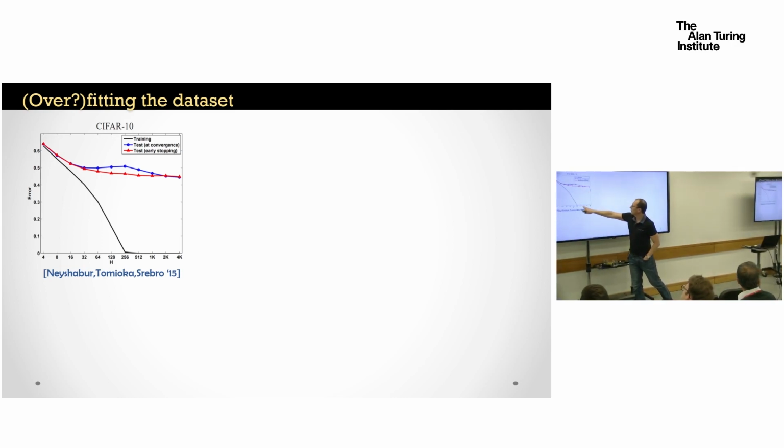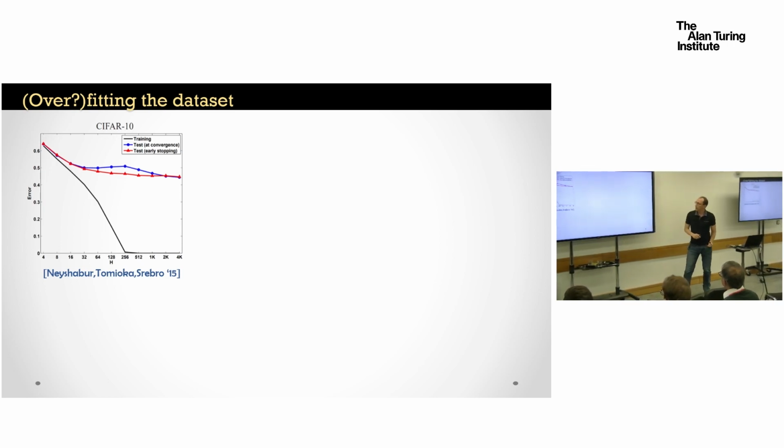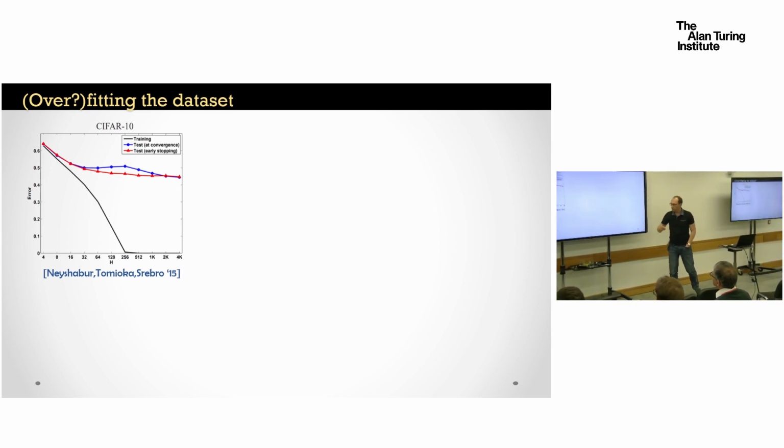So the training error goes to zero. So the space where you achieve the best test error is where the training error is zero. And there are many examples of this kind of behavior these days.